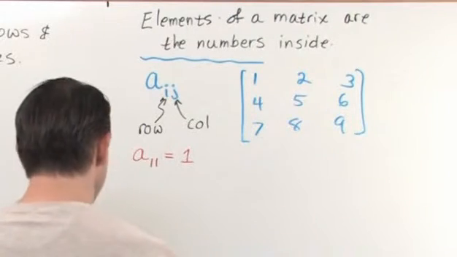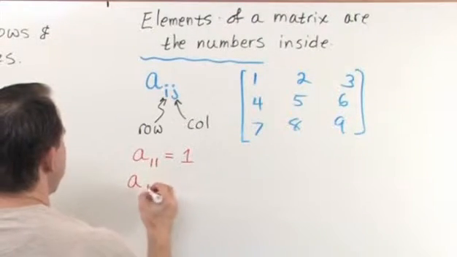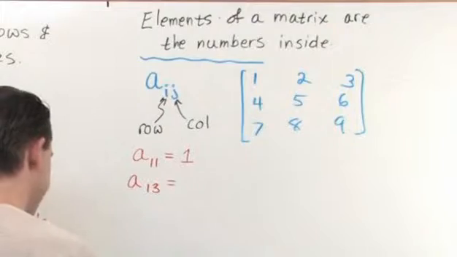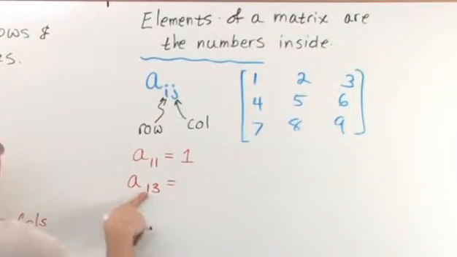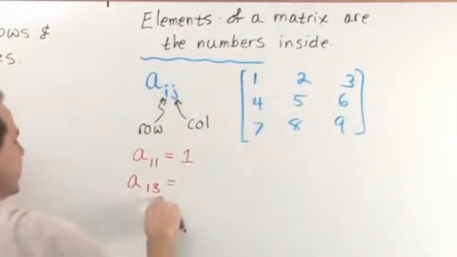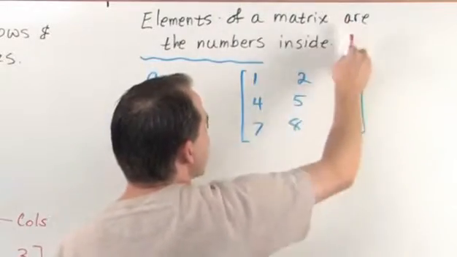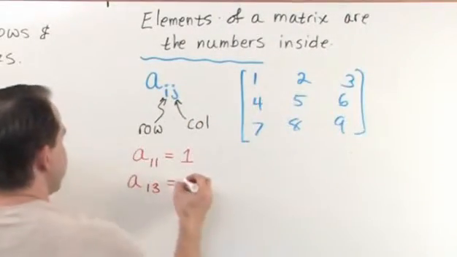Okay. So what if you were trying to find A1, 3? A1, 3. First number is the row, so I'm on row number 1. Second number is the column, column number 3. So the element is 3.